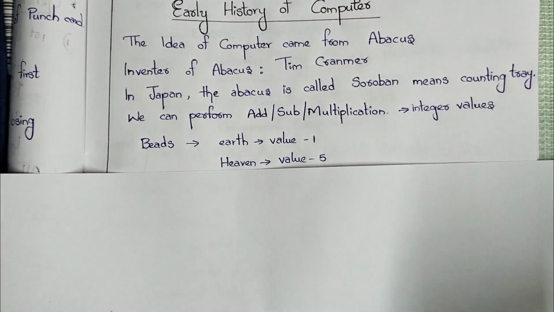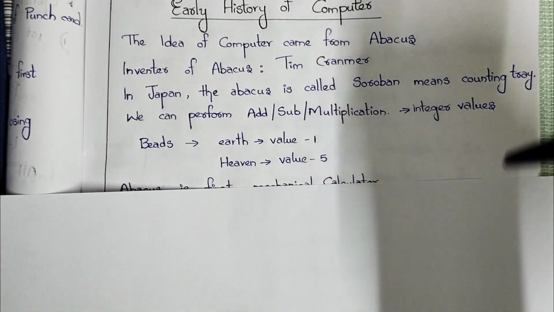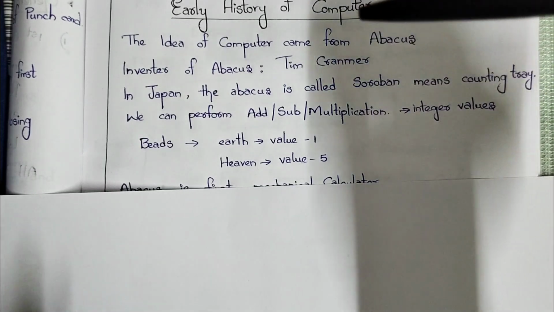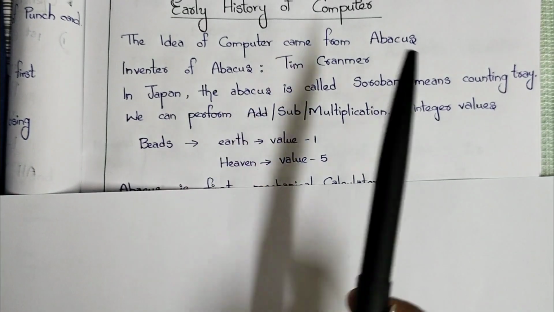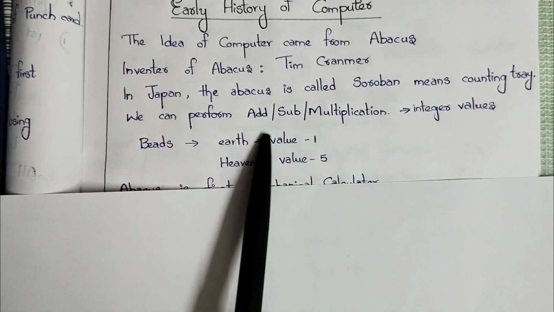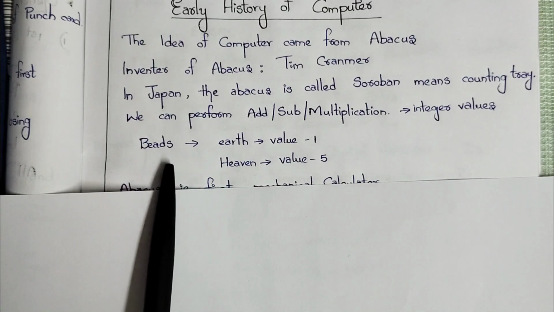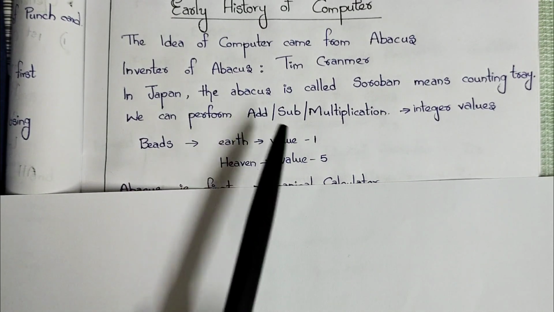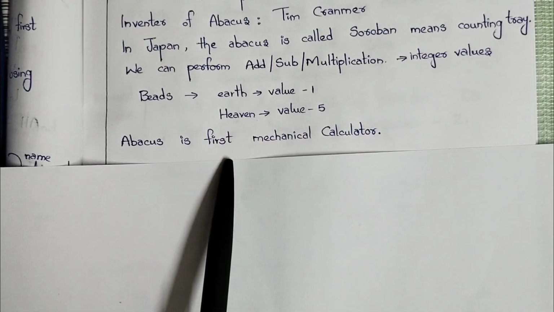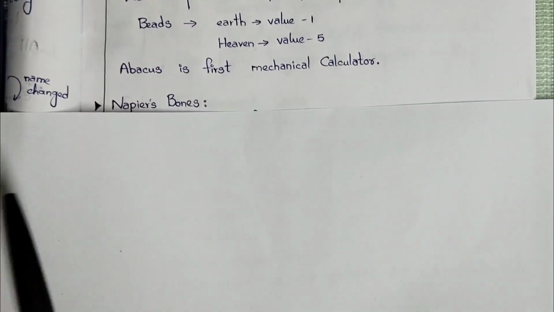Just remember this. We are learning abacus because the idea of computer came from the abacus. The inventor of abacus is Tim Carner, and in Japan the abacus is called saroban, meaning counting tray. We can only perform addition, subtraction, multiplication on integer values. Each earth bead value is 1, each heaven bead value is 5. And abacus is the first mechanical calculator.